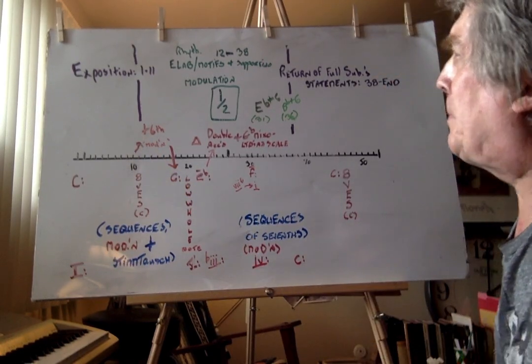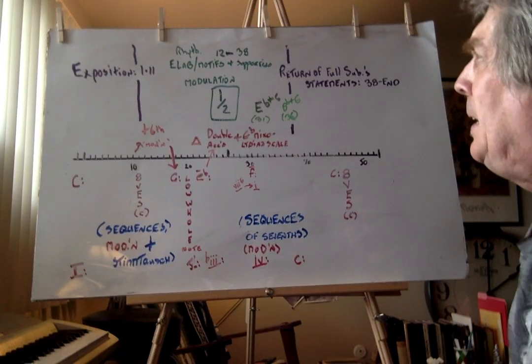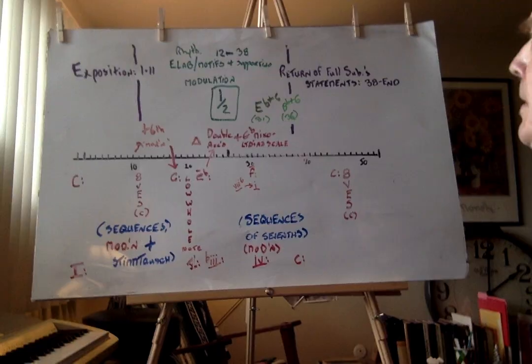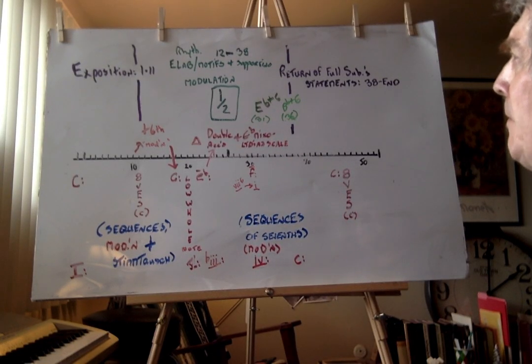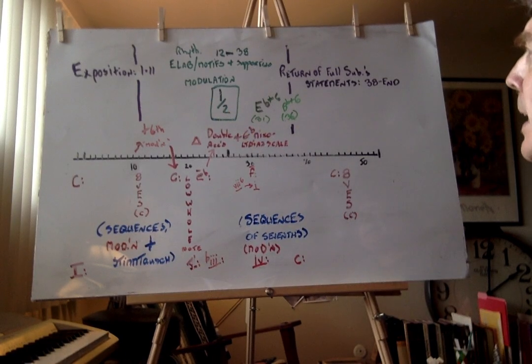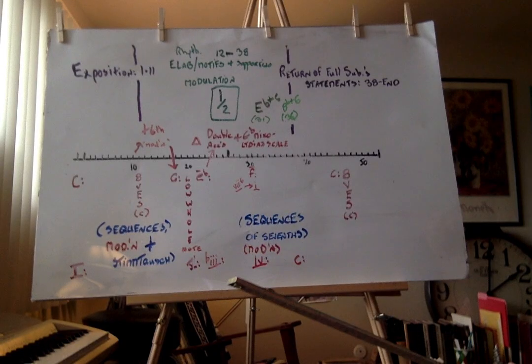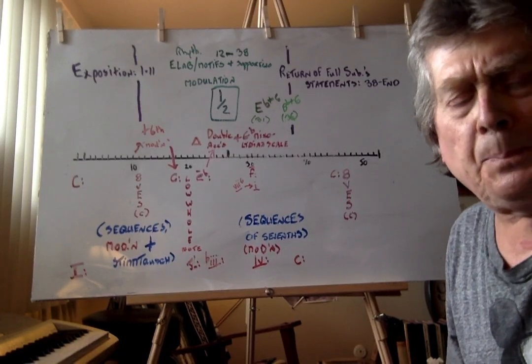This happens in this particular one. The exposition takes place in measures 1 to 11, then measures 12 to 38, you find lots of interesting elaborations on rhythmic motives, and supporting modulations in around there, and then the return of full statements starts around measure 38 to the end.